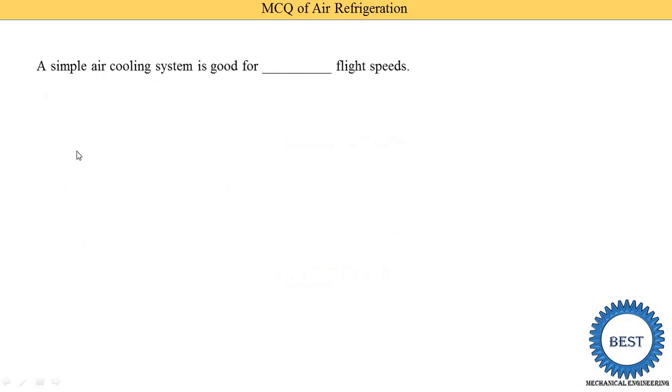Simple air cooling system is good for which type of flight speeds? We know that there are various types of aircraft refrigeration systems and different types of aircraft. So in which aircraft is which type of system suitable? That type of question is also asked. The options are low flight speed or high flight speed. Generally, the simple air cooling system is used for low flight speed. So option A is the correct one.